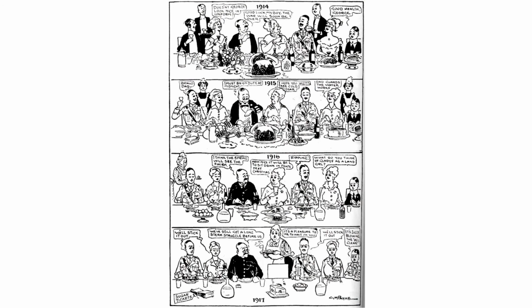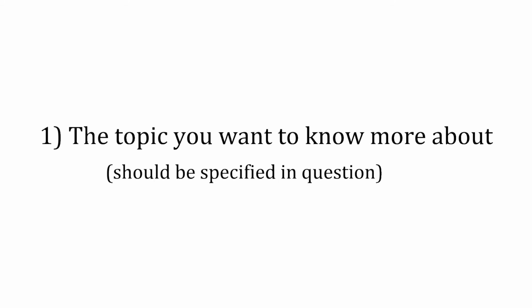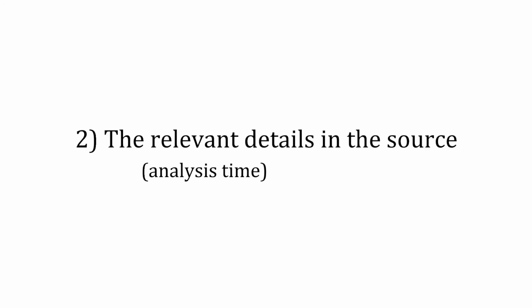So, gathering everything together, this is what you need to look out for when you're studying a source for a usefulness question. 1. A topic you want to know more about. This should be specified in the question. In our case, we want to know more about people's attitudes towards the First World War at the time. 2. The relevant details in the source. This is where you analyse the source itself, looking for phrases and components relevant to the question.